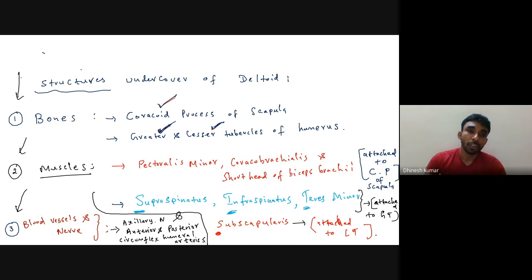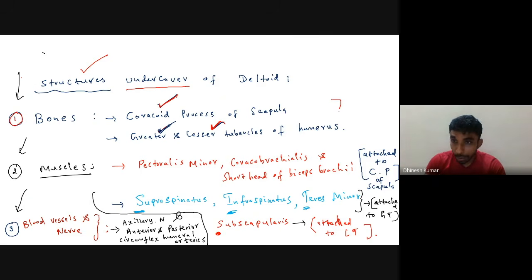Now let's talk about the structures under cover of deltoid. What are the bones which are under cover of the deltoid muscle? In the scapula bone, the coracoid process, and in the humerus bone, the greater and the lesser tubercles of humerus.